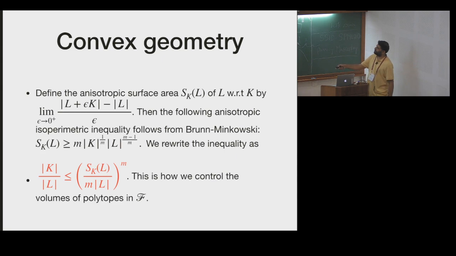We do some simple manipulations and write this as the relative volume of K with respect to L being less or equal to something raised to the power m, where this is the anisotropic surface area. One thing one observes already is that if you get reasonably good upper bounds on S(K,L), it gets dramatically boosted because it's all raised to this very high power. This is what is going to help us. This is basically how we control the volumes of those polytopes I'm going to use to cover the tentacles.